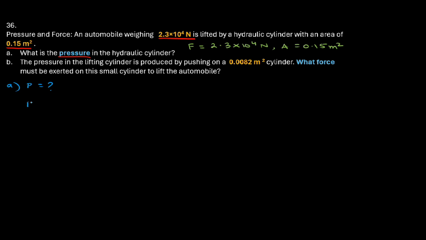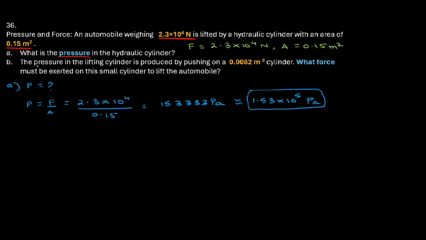We know that pressure P is equal to force over the area. I have the force and the area. We will just substitute to solve this. Force F is 2.3 times 10 to the power 4 Newton over 0.15 meters squared, which is the area. And when you solve this, you get the pressure exerted to be 15333 Pascal, which you can write as 1.53 times 10 to the power 5 Pascal.